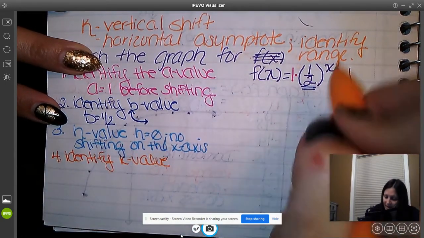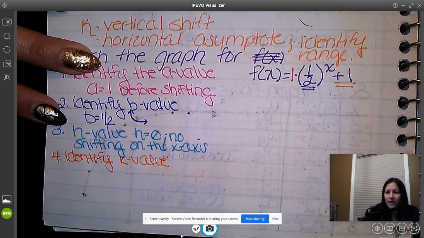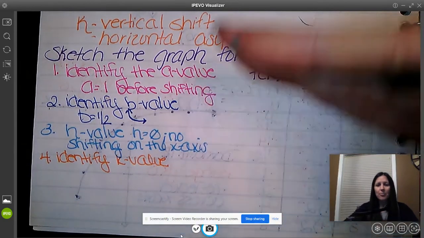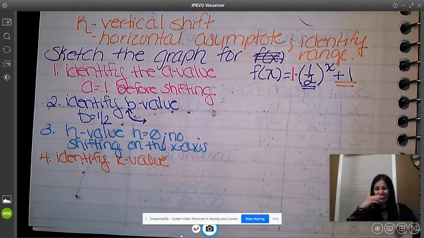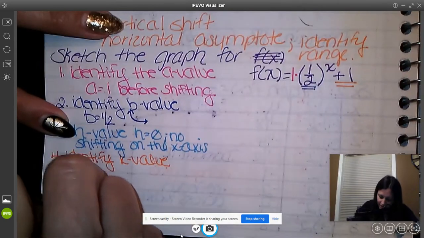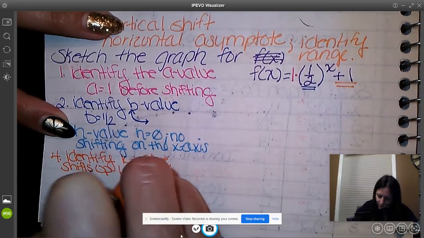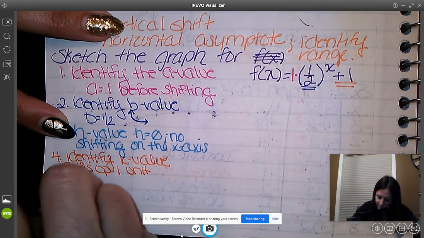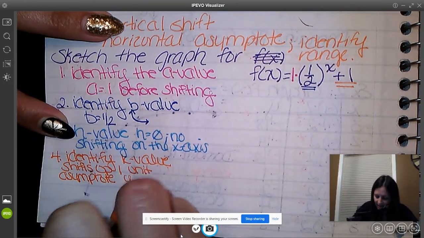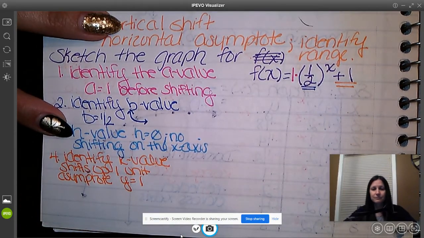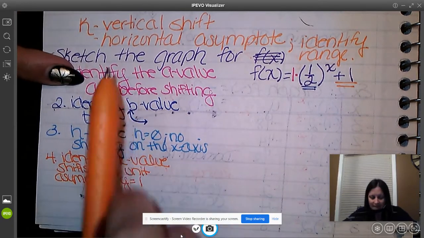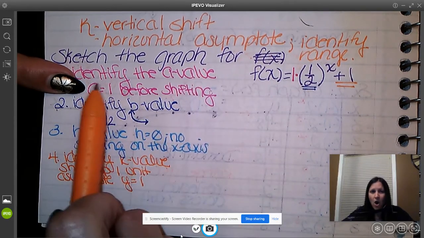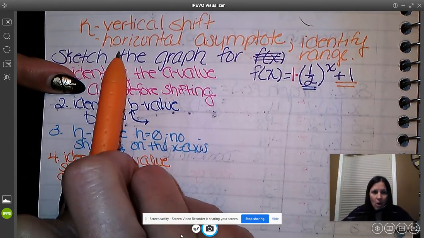All right, so my k value plus 1 shows me that this function is shifted up 1 unit from its parent function. So it shifts up 1 unit. So now our asymptote is at y equals 1. That also means that my a value that was 1 before shifting also moves up 1 unit.